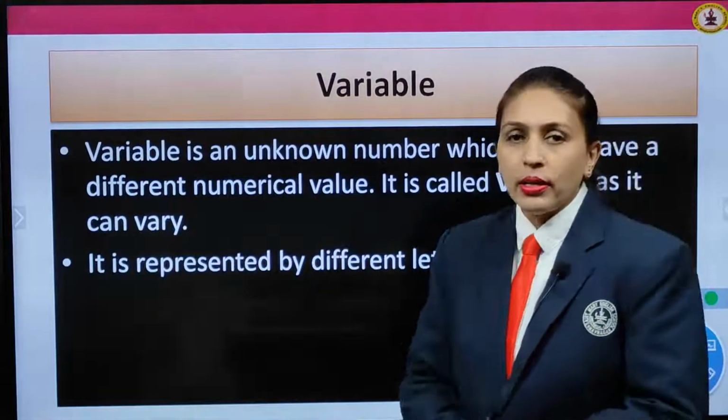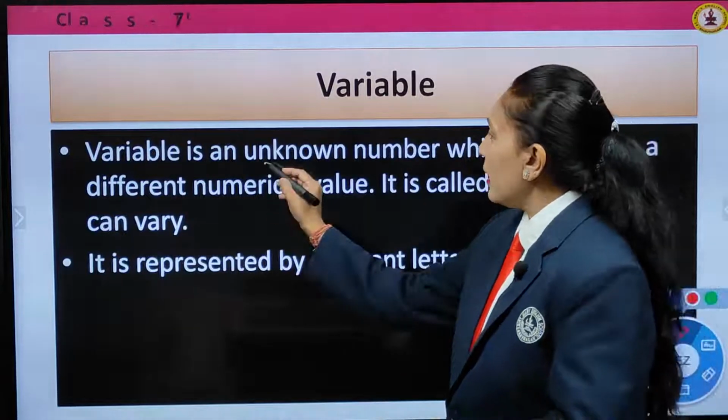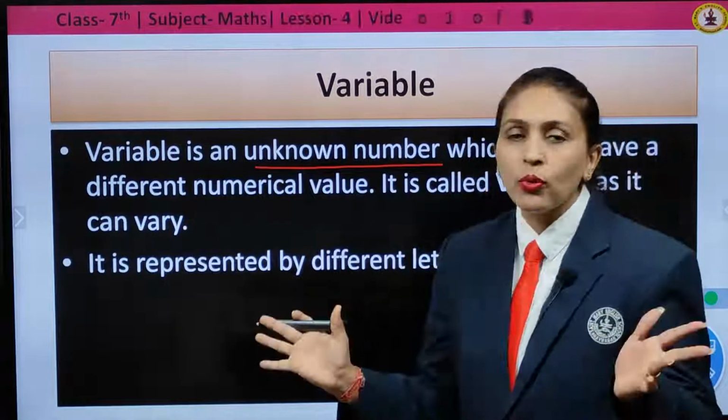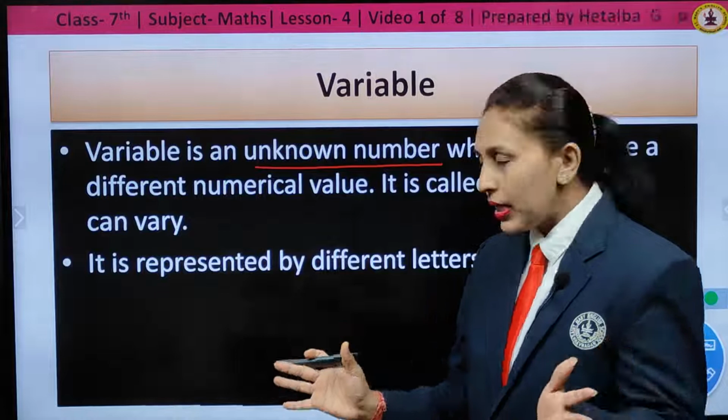Variable. Now children, what is a variable? Variable is an unknown number. We don't know what that number is, which could have a different numerical value, and that number can have different values also. We don't know, and it is called a variable as it can vary. Vary means, children, it can change. The value of that variable can change, and hence it is named a variable. It means it varies.